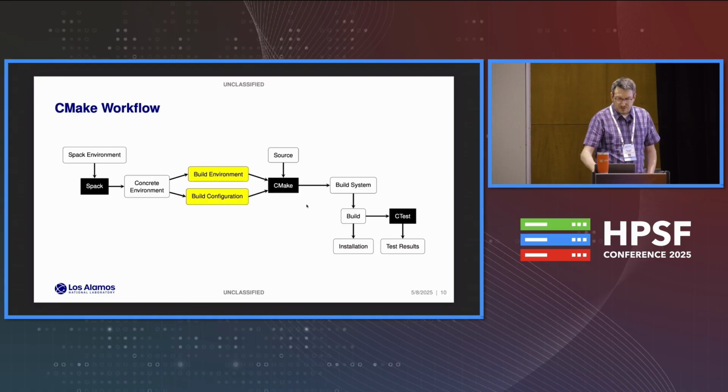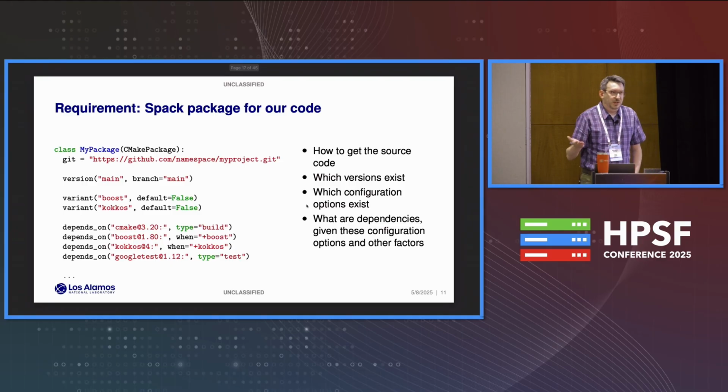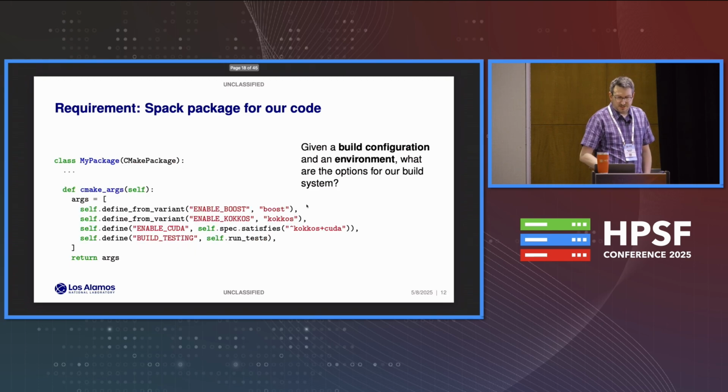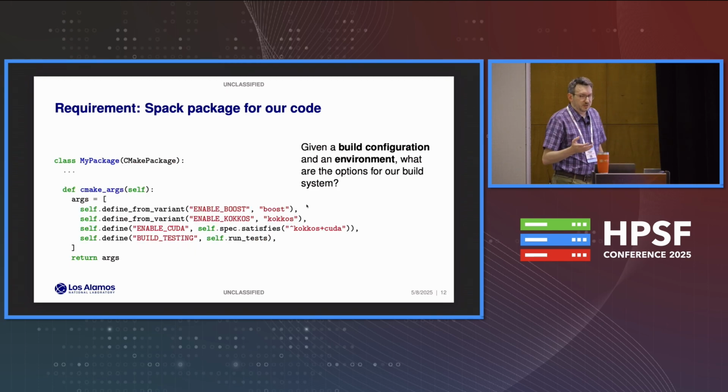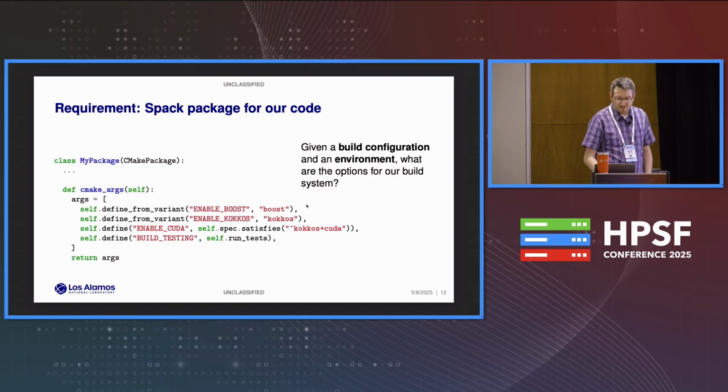And the only thing you have to do for this is write your own Spack package for your own code. Now for this audience, this shouldn't be that big of a surprise. From a high level, a Spack package just tells you where you get the source code, which versions exist, what configuration options exist, and depending on all of this, what dependencies you need for the code. And all of this then gets distilled into the build options for your build system, in this case CMake.